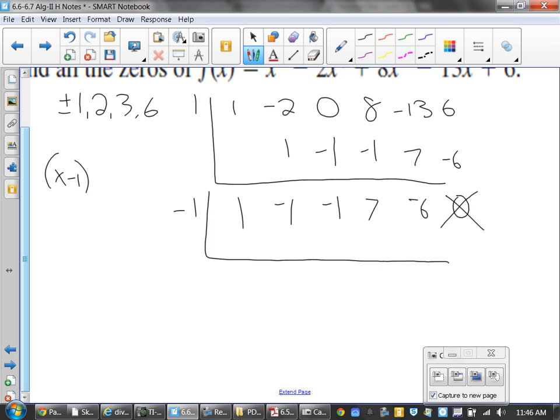1, negative 1, negative 2, 2, 1, negative 1, 6. Negative 6, not 0. Wait, wasn't this supposed to be negative 2? Did I screw something up? You put down the wrong set of numbers. No, I didn't: 1, negative 2, 0, 8, negative. No, because I'm starting where I left off.